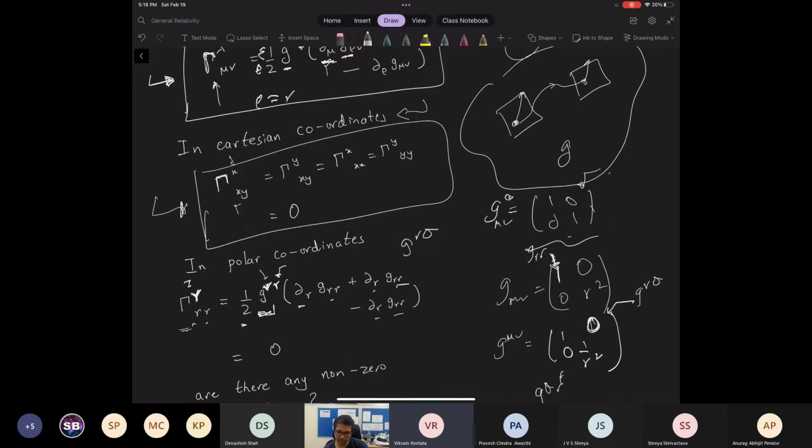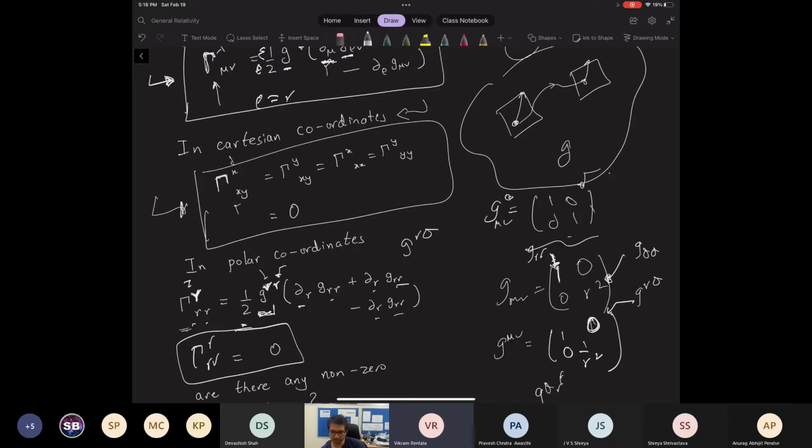Okay, g_rr is just 1. It's only g_θθ that is non-zero. Okay, that is coordinate dependent. So this will be 0. So Γ^r in polar coordinates is 0. But now you have an idea of which Christoffel symbol may be non-zero.